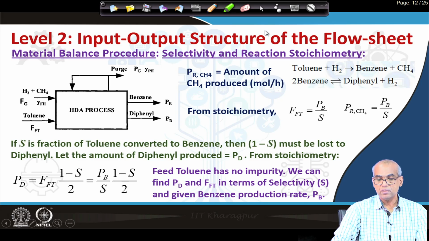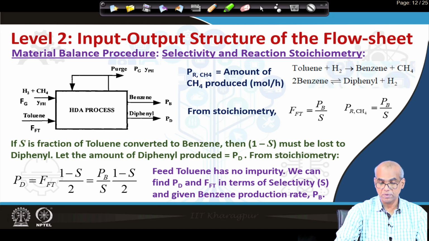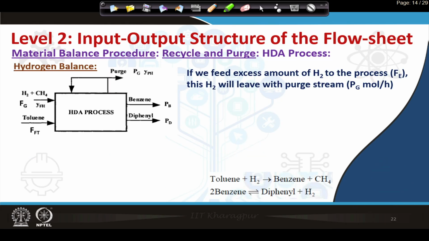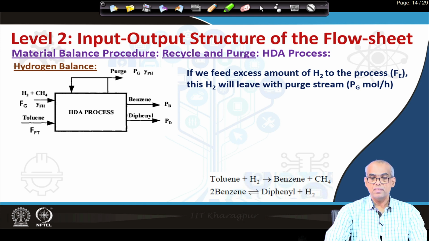So, the feed toluene has no impurity. We can find the diphenyl flow Pd and the toluene flow that goes to the process FFT in terms of selectivity and the given benzene production rate. Now, let us look at the recycle and purge stream of the HDA process. We will first do the hydrogen balance.